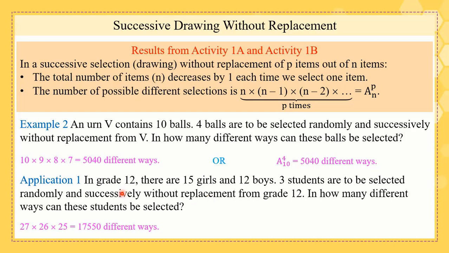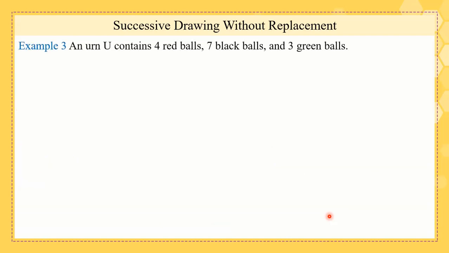So in this case, we have a successive drawing without replacement. We have 27 students, then it decreases by 1 to become 26, then 25. Because we need to choose 3 students, we multiply 3 numbers by one another to get this answer. Or we can use the arrangement, which is in this case A from 27, we need to choose 3, and we get the same answer. Let's continue.